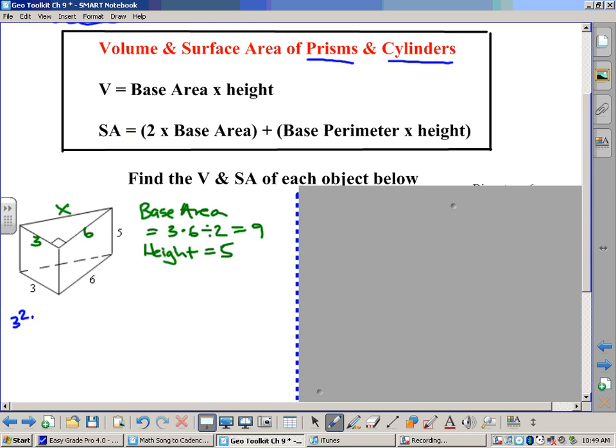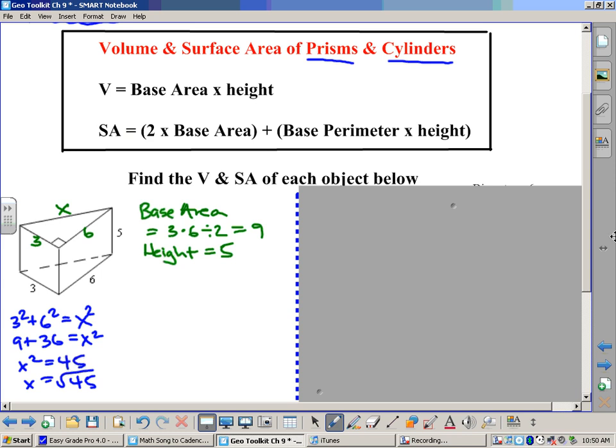So we'll take 3 squared plus 6 squared equal to x squared. Well, 3 squared is obviously 9, and 6 squared is 36, so we get this. Then x squared is equal to 45, and then finally x is the square root of 45. So we'll use that right now to find the perimeter of the base. So you'll need your calculator.